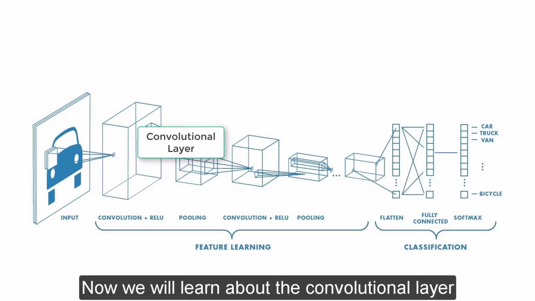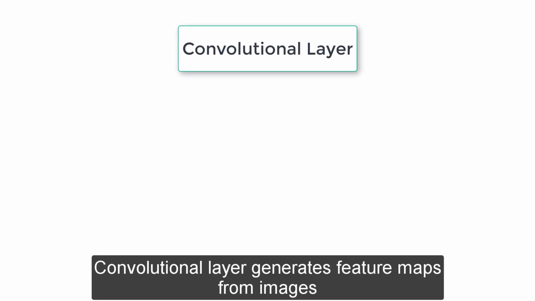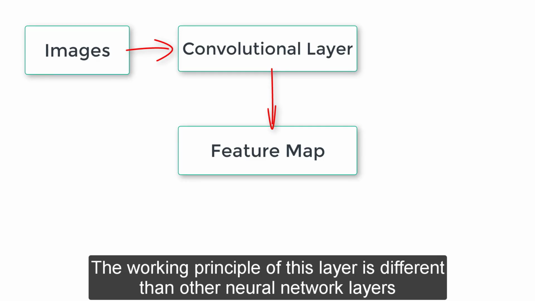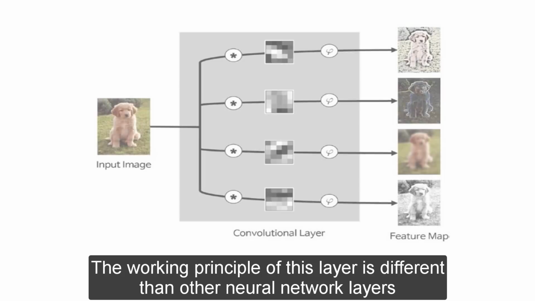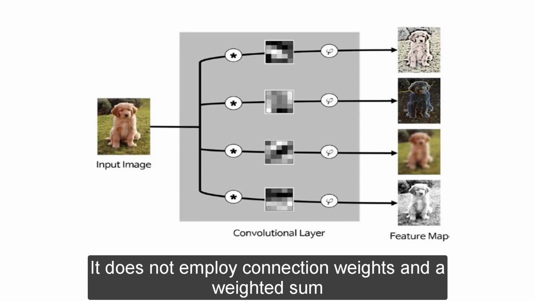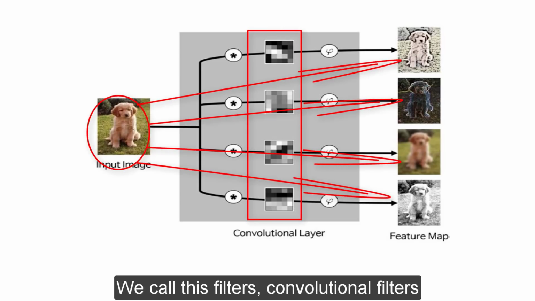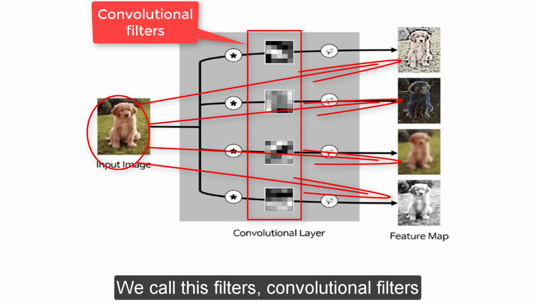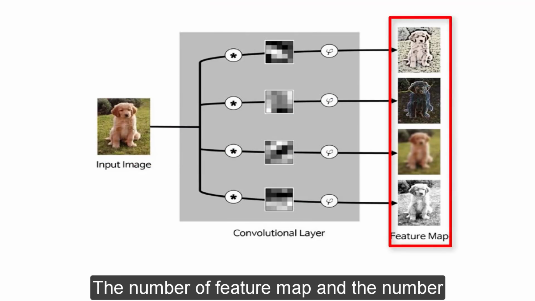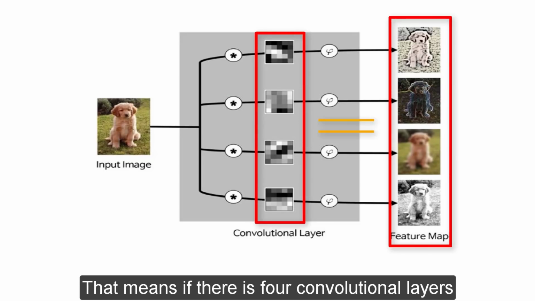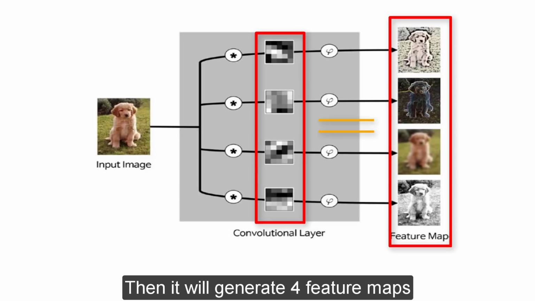Now we will learn about the convolutional layer. The convolutional layer generates feature maps from images. The working principle of this layer is different from other neural network layers. It does not employ connection weights and weighted sum. Instead, it contains filters that convert images. We call these filters convolutional filters. The number of feature maps and the number of convolutional filters is the same. That means if there are 4 convolutional filters, then it will generate 4 feature maps.